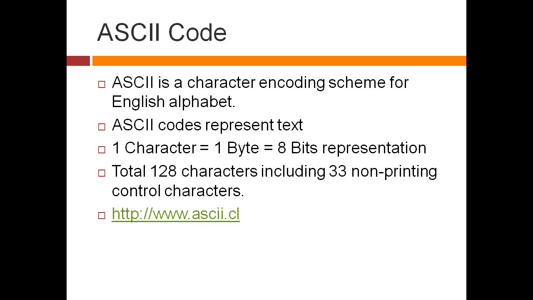So now let's talk about ASCII code. ASCII is a character encoding schema for the English alphabet, and ASCII code basically represents text, and this text consists of 128 characters, and it includes 33 non-printing control characters. Now the ASCII schema is still widely used and you can look up the values for each keystroke you have on the keyboard, from A to Z in capital letters, in small letters, numbers from 0 to 9, special characters, and many other things.